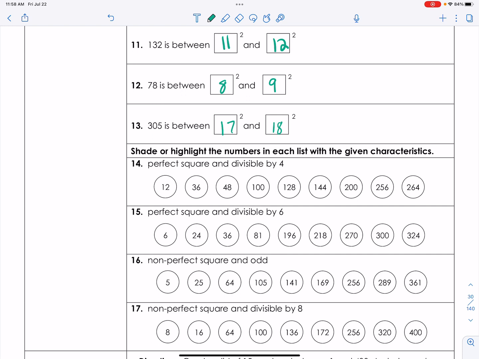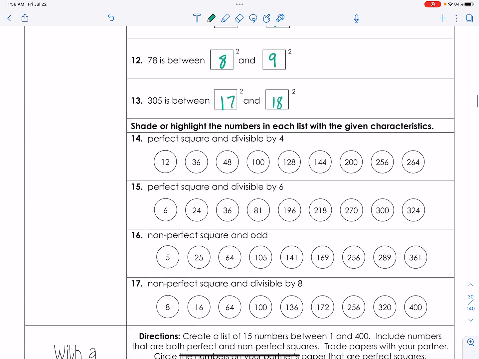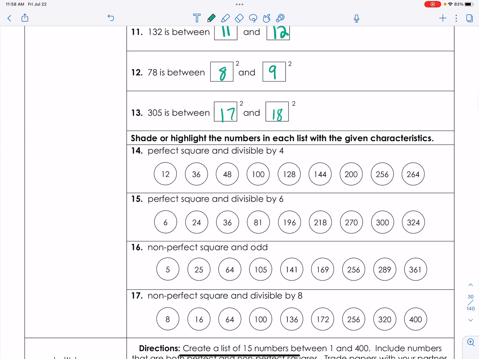Okay, so on number 14, it wants you to highlight the ones that are perfect squares and divisible by 4. So I'm just going to start. 12 is not a perfect square. 36 is. Is it divisible by 4? Yes. The answer is 9, so I'm going to shade this one. 48 is not a perfect square. 100 is a perfect square. Is it divisible by 4? Yes, because it's 25. 128 is not.